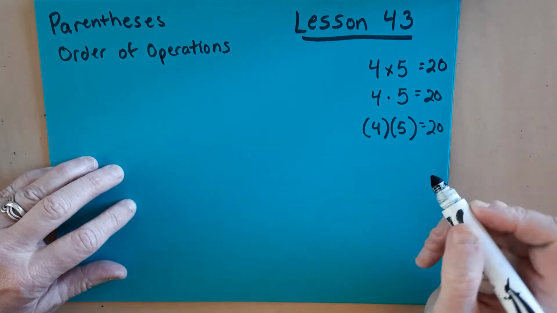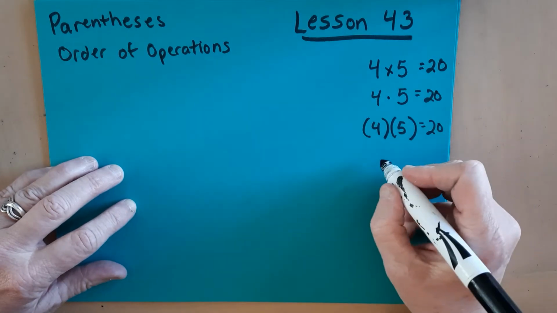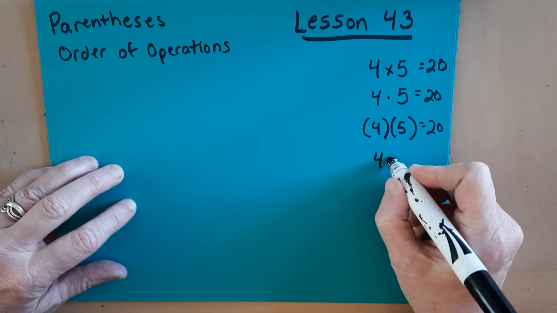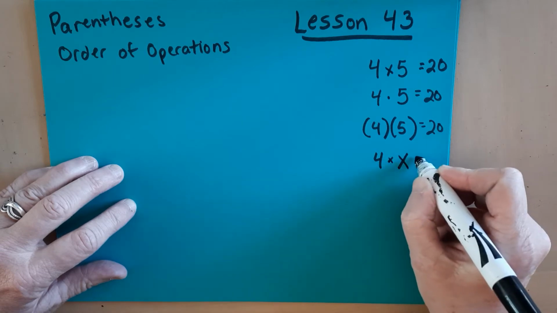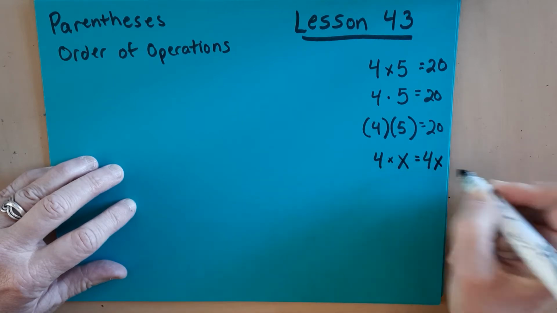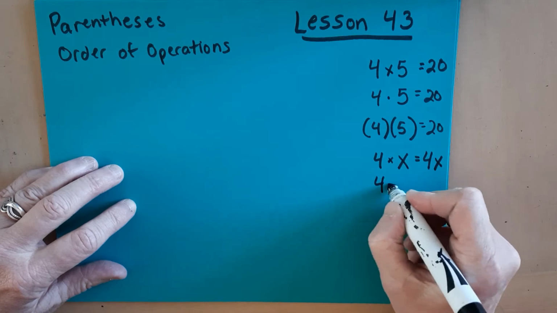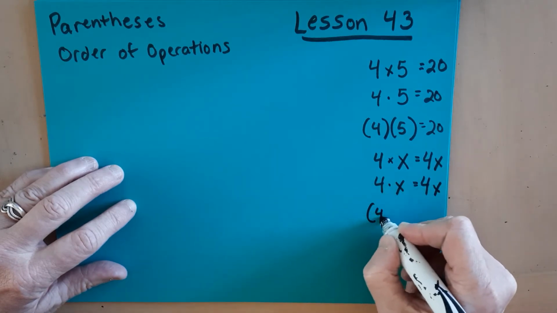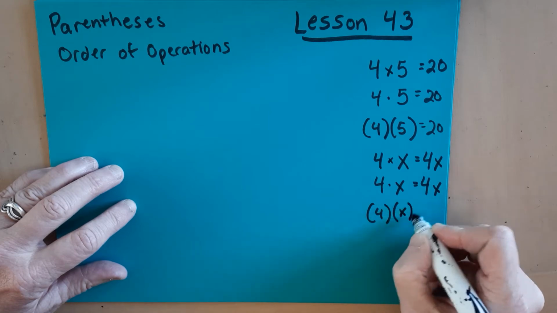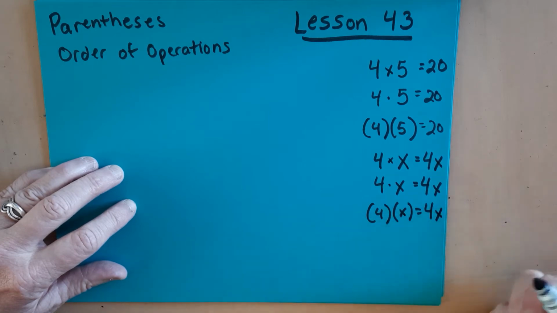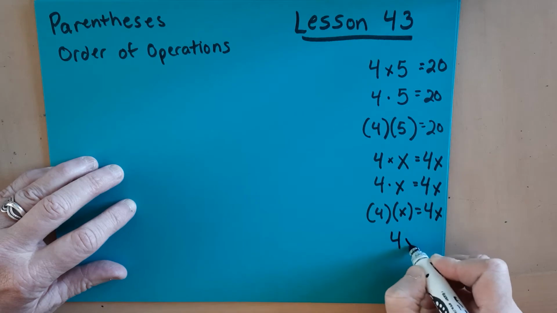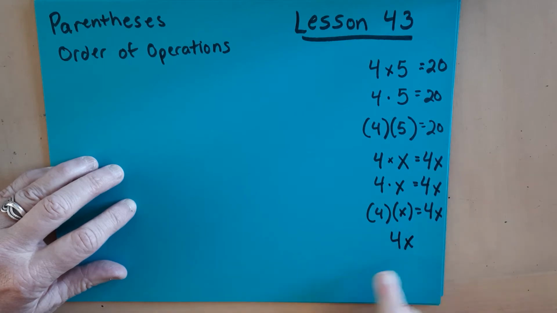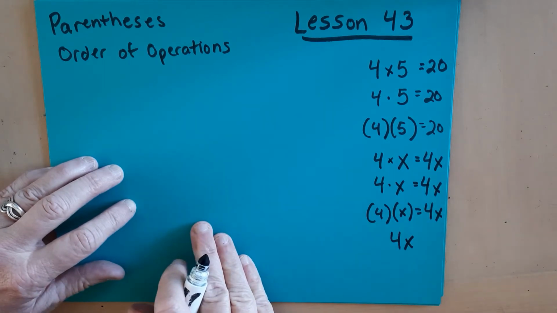And if one of them was an x or a variable, you could do the same thing. 4 times x would equal 4x. You could put a dot in between, and that would equal 4x. And you could put a 4 and an x each in parentheses. That would equal 4x. And you could just simply write 4x. That means 4 times x. So that's good to know.